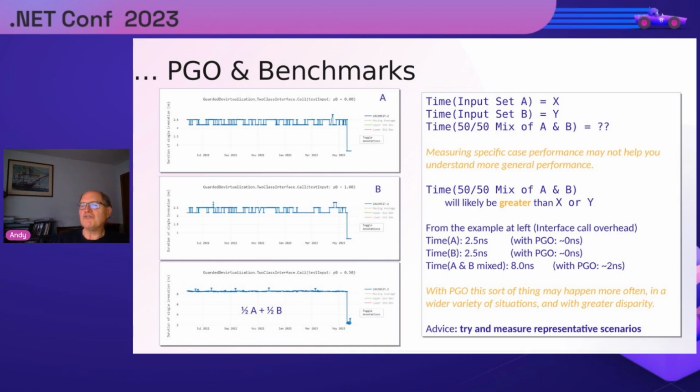This chart is supposed to show you that if I pass in only class A to this benchmark, I get one level of performance. And if I pass in only class B, I get the same level of performance. But if I pass in a mixture of half A and half B, the performance is actually much worse than if I have an unmixed thing. So in this particular case, it goes from about 2.5 nanoseconds to 8 nanoseconds. This was before PGO was enabled. With PGO, it actually goes from about 0 to about 2. So the impact is still there. It's just something to watch for when you're benchmarking. Try to benchmark as realistic a thing as you possibly can.